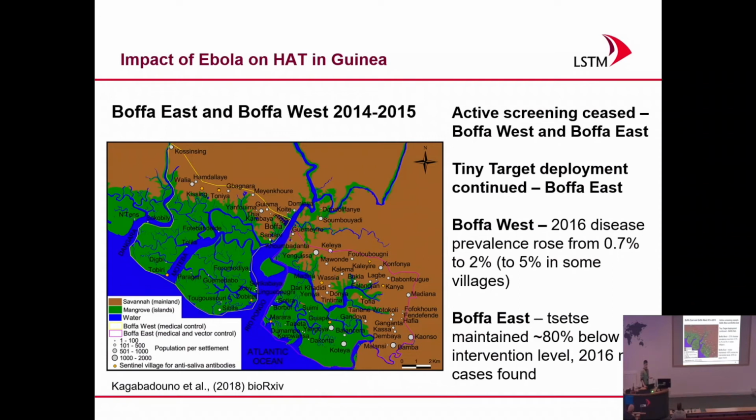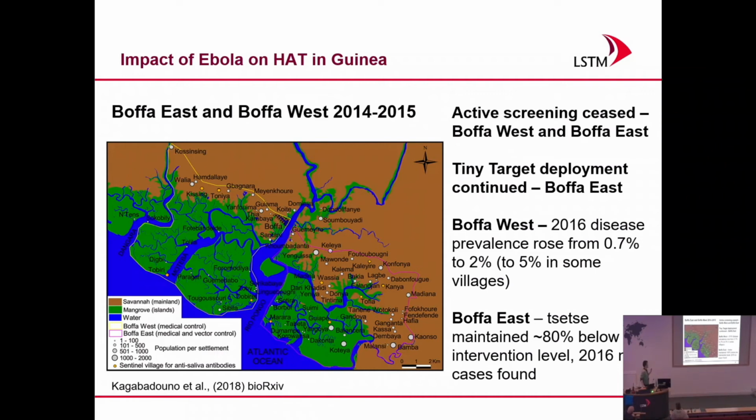And then, similar to reacting to a crisis like in Uganda with the refugee crisis from South Sudan, here in Guinea they faced arguably a much more devastating crisis with the Ebola outbreak in 2014-2015. Of course, this led to active screening stopping. Medical activities were interrupted. Passive screening also was declining because people had so little faith in the health system, were very worried about going to health facilities.